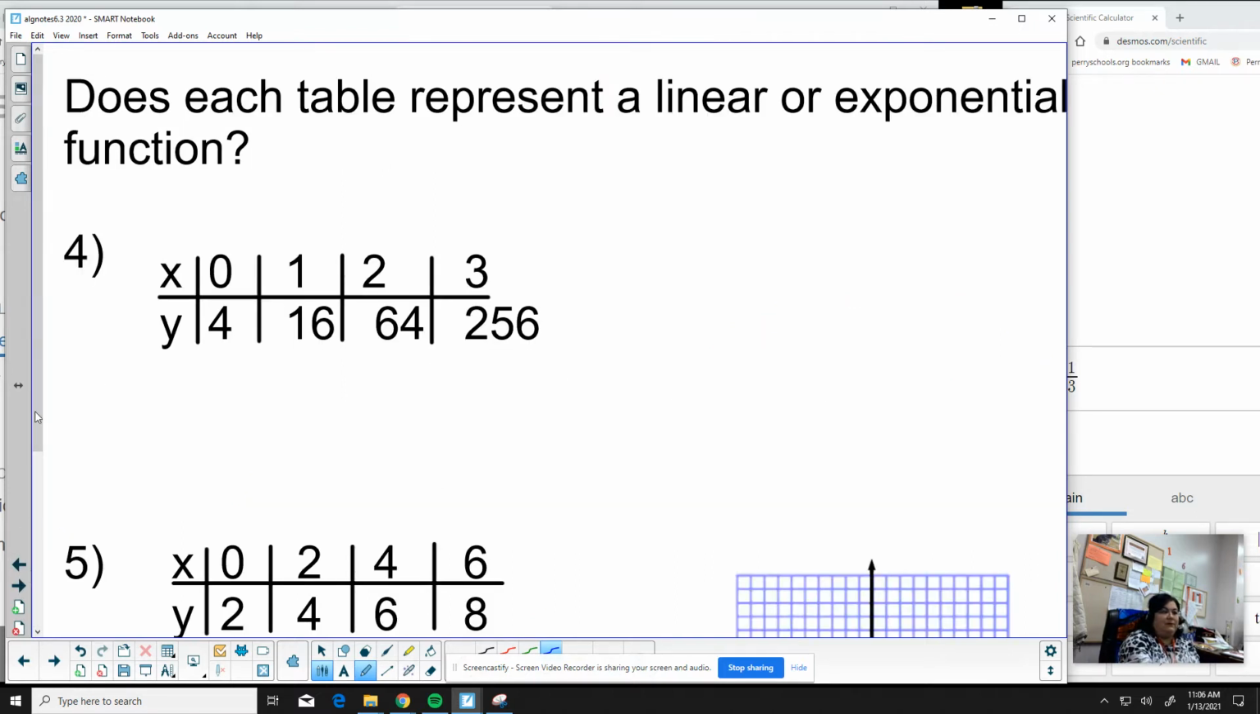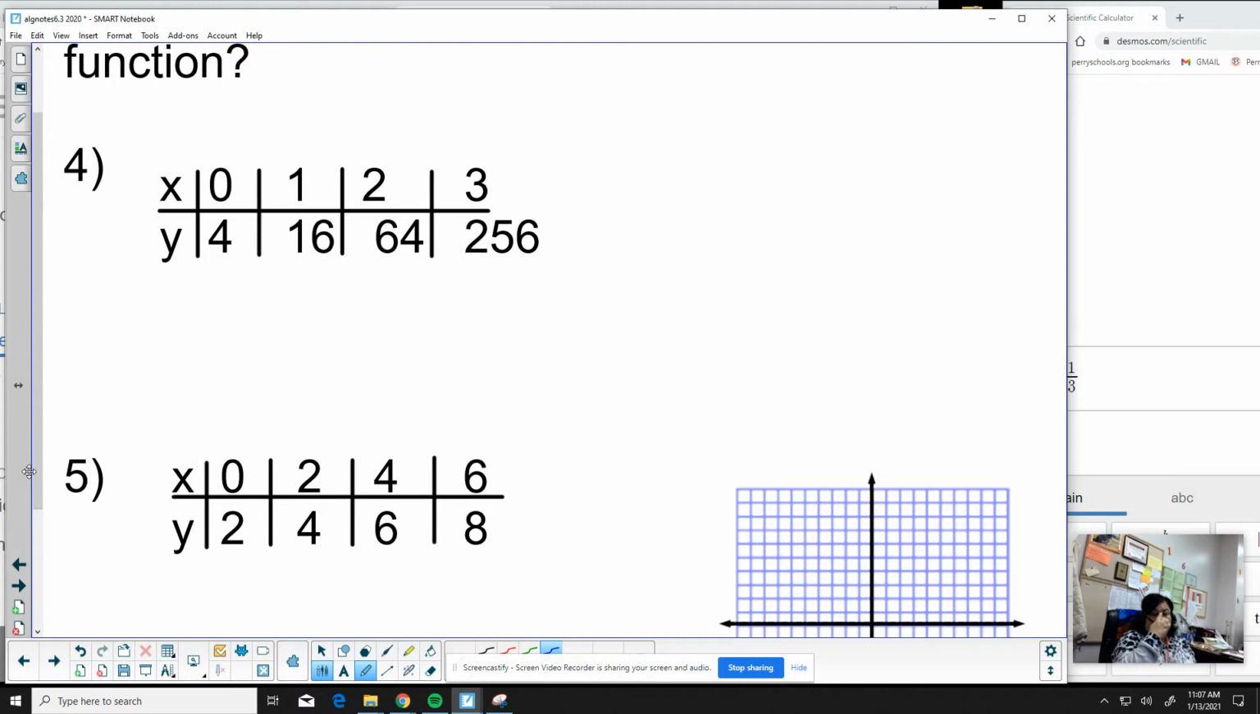All right, so I've done one of each. Now you press pause and try both of those. One of them's linear, one of them's exponential. See if you can figure out which one's which.